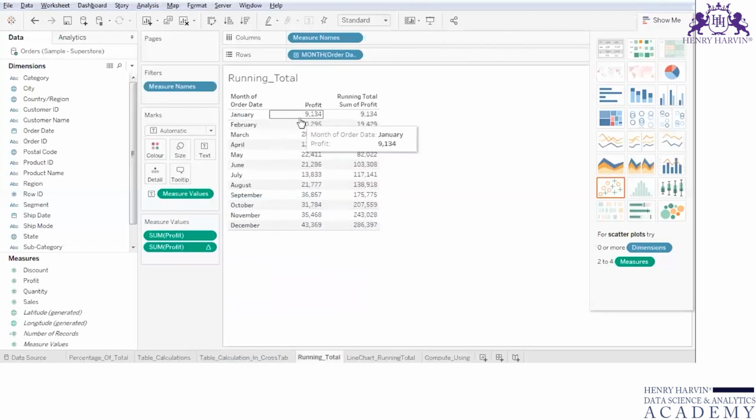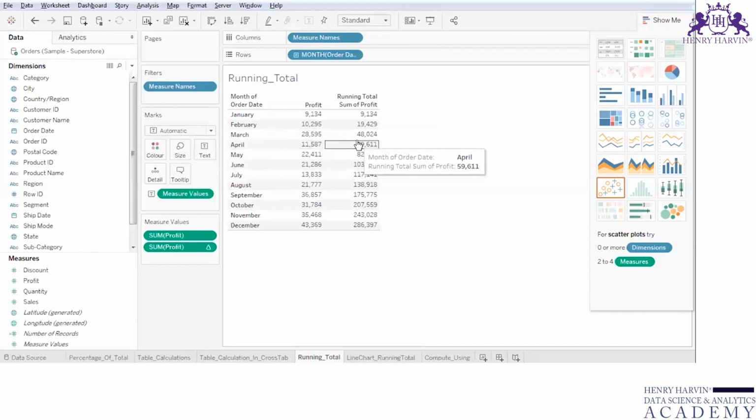So running total basically means the cumulative effect. Right now I have plotted the relationship between the months and the profit generated in each month. So over here I am getting the profit generated across the 4 years in each month, and over here I am getting the cumulative profit. That is, when you add this and this, you get this value. When you add these three, you get this value. When you add these four, you get this value.